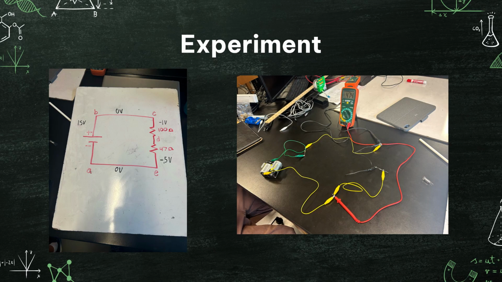Now the right is a visual of what our actual circuit looked like with all the wires and ammeter and batteries and resistors. And then on the left, we calculated the potential differences across each different thing, and they all added up to be 0.